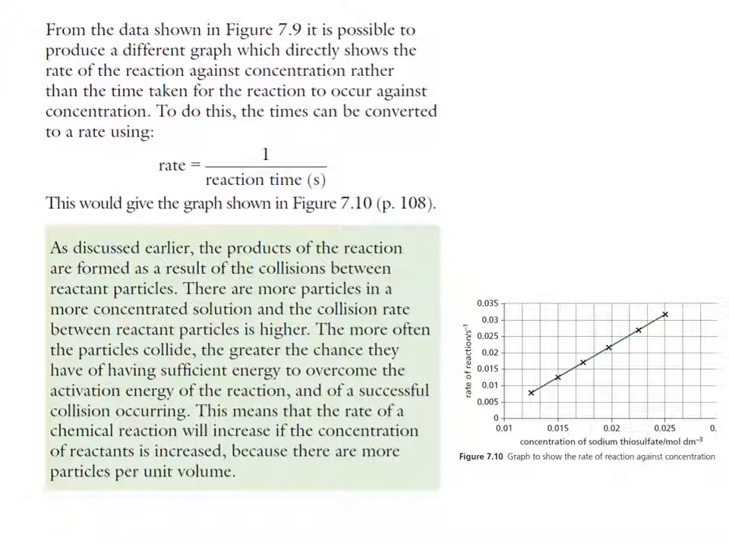As discussed earlier, the products of the reaction are formed as a result of collisions between reactant particles. There are more particles in a concentrated solution, therefore more collisions will be there. The more often the particles collide, the greater the chance that they have sufficient energy and give a successful collision. This means that the rate of chemical reaction will increase if the concentration of the reactant increases.